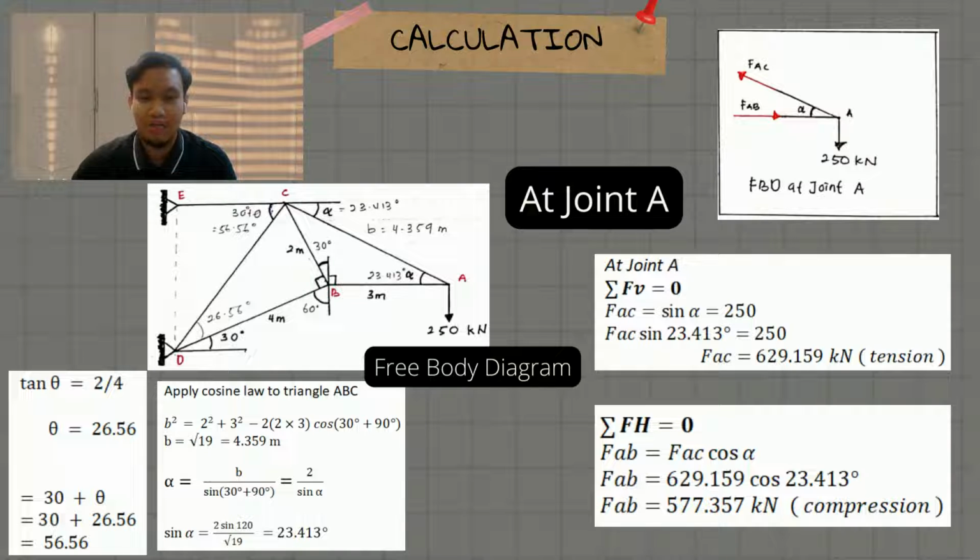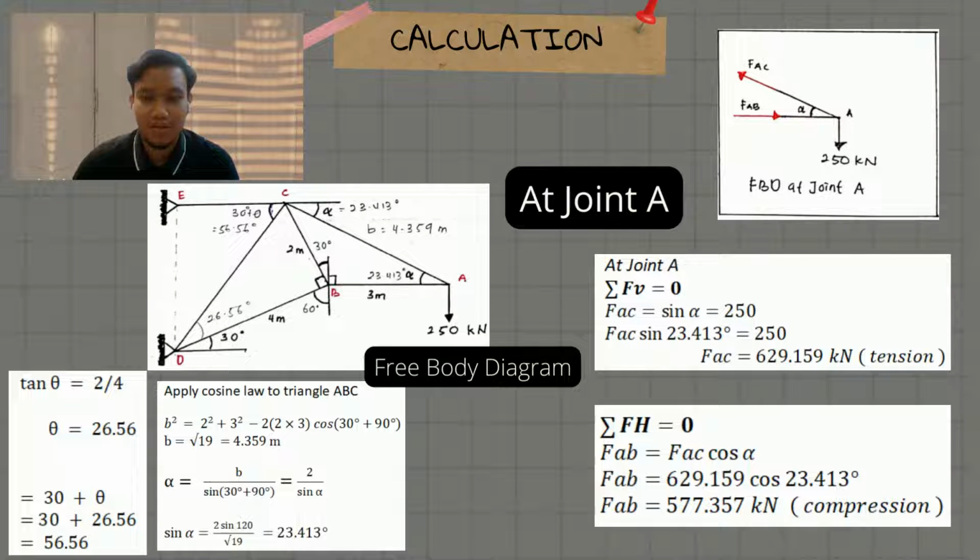Next, we apply the cosine law to triangle ABC. We use b² = 2² + 3² − 2(2)(3)cos(30° + 90°), and then we get b = 4.356 meter. After that, we use the sine law to find alpha, and we got alpha equal to 23.413 degree.